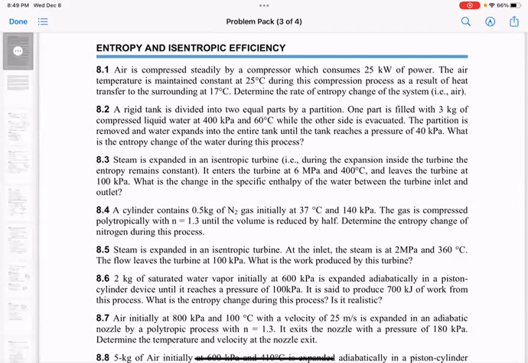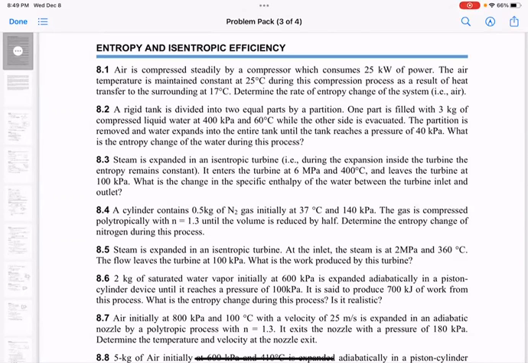So next we'll look at question 8.3. Steam is expanded in an isentropic turbine, i.e. during the expansion inside the turbine, the entropy remains constant. It enters the turbine at 6 megapascals and 400 degrees Celsius and leaves the turbine at 100 kilopascals. What is the change in specific enthalpy of the water between the turbine inlet and outlet?